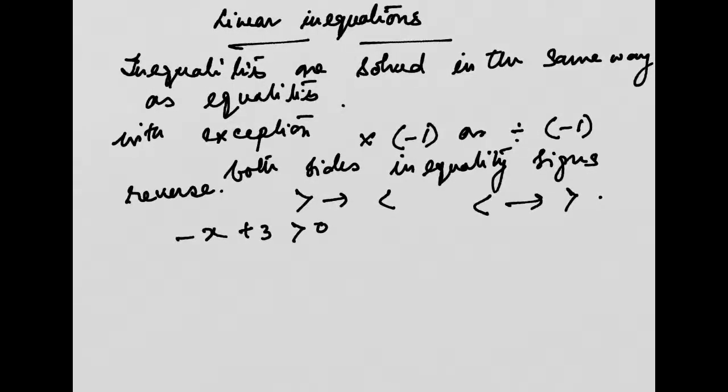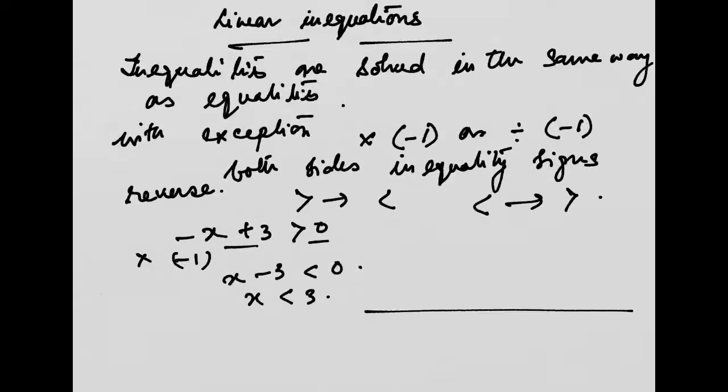What we are doing is multiplying both the right hand side and left hand side by -1. What we get is x minus 3, and it should be less than 0. So x less than 3 would be my solution. Now, the question may arise: why so?